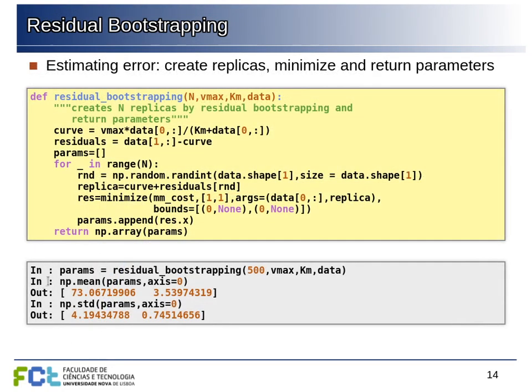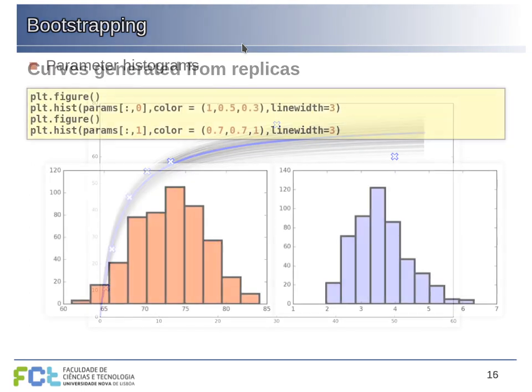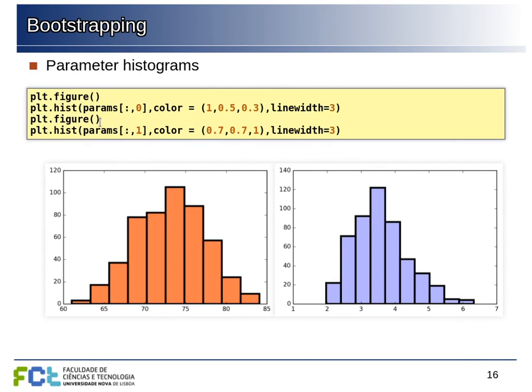So we can compute the mean, and this tells us the mean of the Vmax and the Km values that we have here. But we can also get the standard deviation to get an idea of how spread out these values are. So you see that Vmax is 73, but we have a variation of 4.2 about that. This is an idea of the different curves that are generated from these replicas, but we can also take those values and create histograms, for example, to check the distribution.